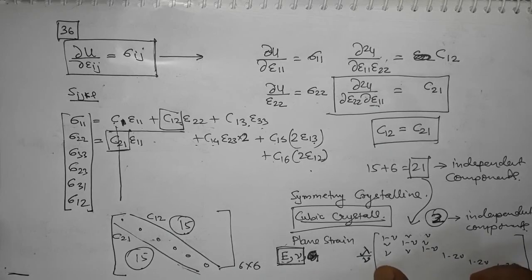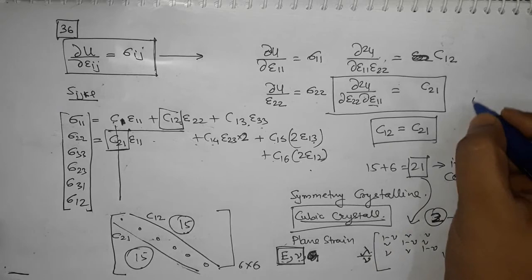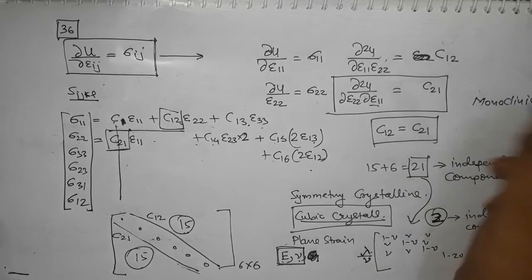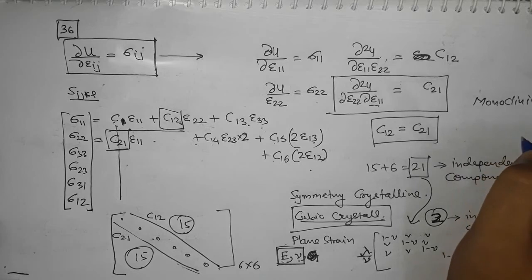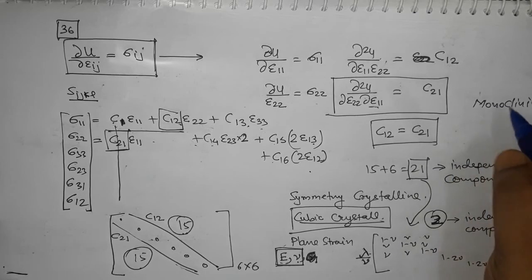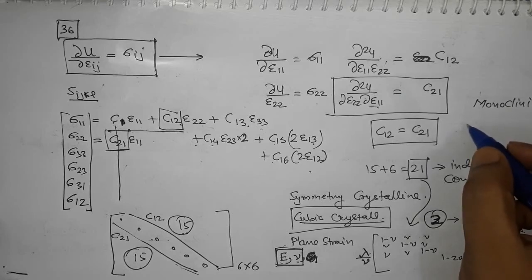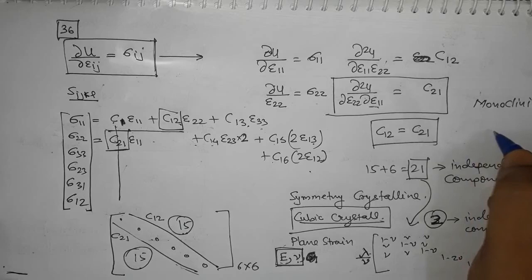So for an isotropic condition, when we talk about monoclinic or triclinic or tetragonal types of crystals, for those kinds of crystals you will have elastic modulus different in different directions.